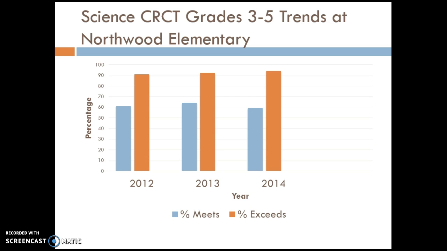Here we have the Science CRCT grades 3 through 5 trends at Northwood Elementary. You can see that in 2012, we had just over 90% in the exceeds category. 2013, again over 90% in the exceeds category, and then 2014 over 90% as well. The blue is the percent of students that meet, and the orange is the percent of students that exceed the standard.